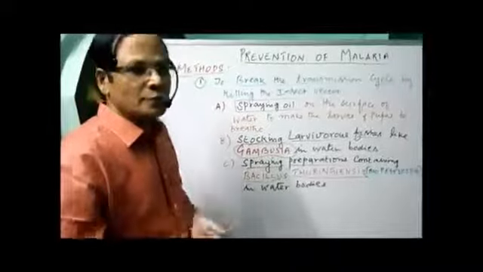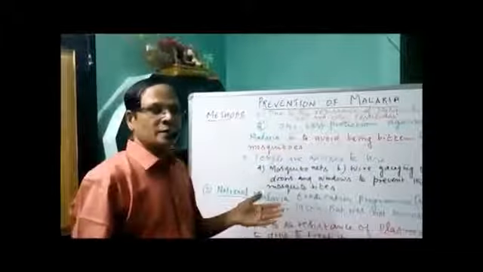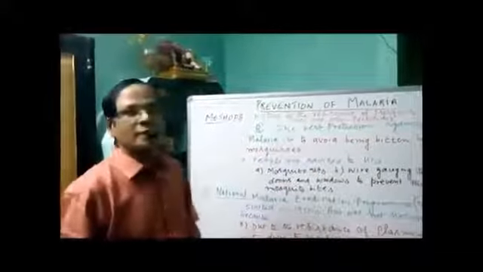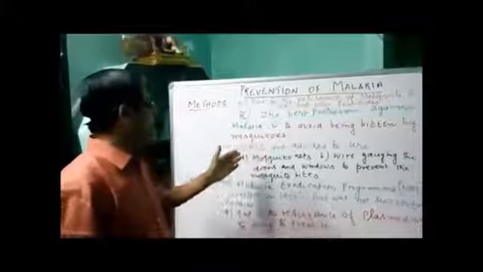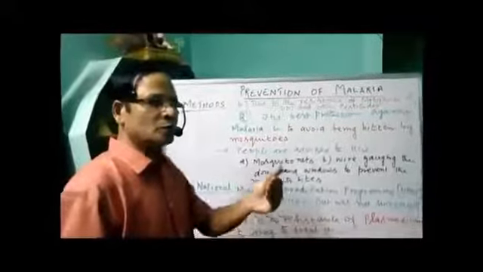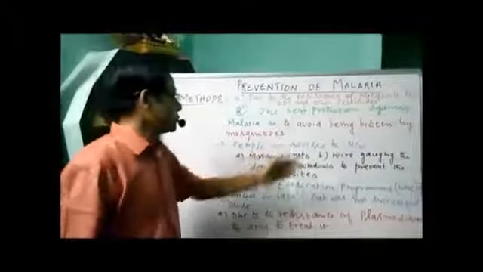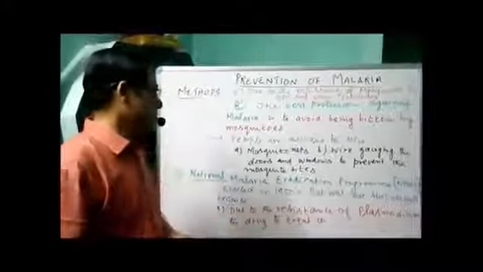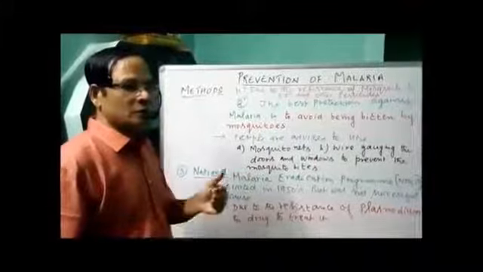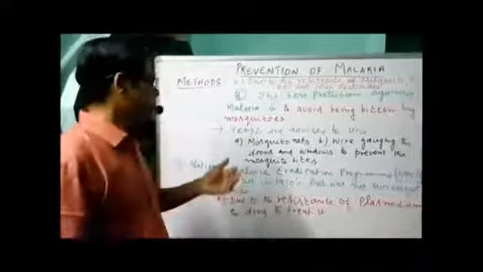Now we have to see other methods also. We discussed the first method of prevention of malaria, that is, to break the cycle of transmission by killing the vector. Now the second method adopted, the best protection against malaria, is to avoid being bitten by mosquitoes. People are advised to avoid being bitten by mosquitoes. How? People are advised to use mosquito nets, and to screen the doors and windows to prevent mosquito bites. It is the best method, because while we are keeping away from the mosquito, we are definitely not attacked by malarial fever.